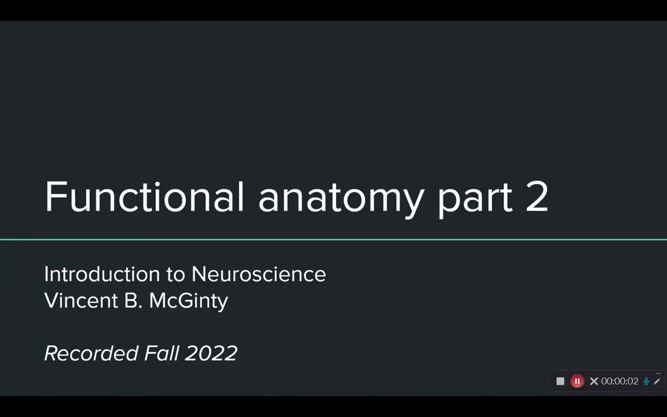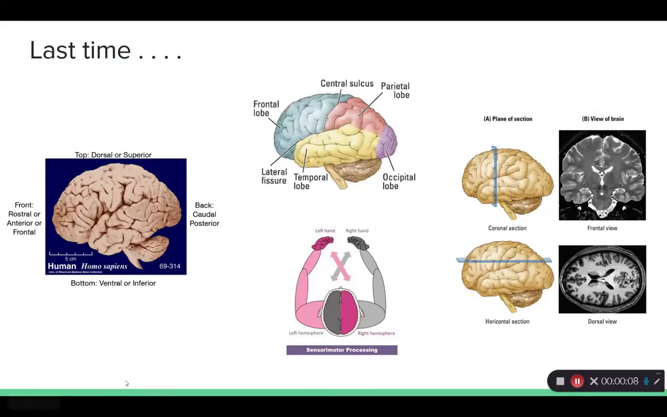Hello, this is the second part of our lecture on functional neuroanatomy. Now, you'll remember that last time we talked about what we see when we look at the brain from the outside. We talked about the basic directions that we use to describe things in the brain. We talked about the functions of the four lobes. We talked about the symmetries and the asymmetries and the crossed nature of the processing of information in the brain.